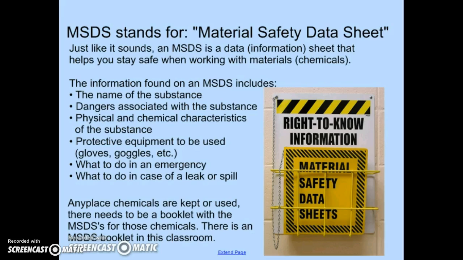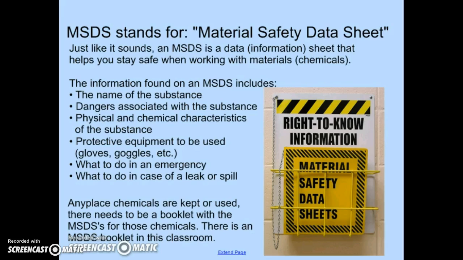The next part of this is MSDS. MSDS stands for Material Safety Data Sheet. Just like it sounds, an MSDS is a data or information sheet that helps you stay safe when working with materials, in other words, chemicals. The information found on an MSDS includes, this isn't everything, but this is a pretty good list of the kind of things you can expect to find.